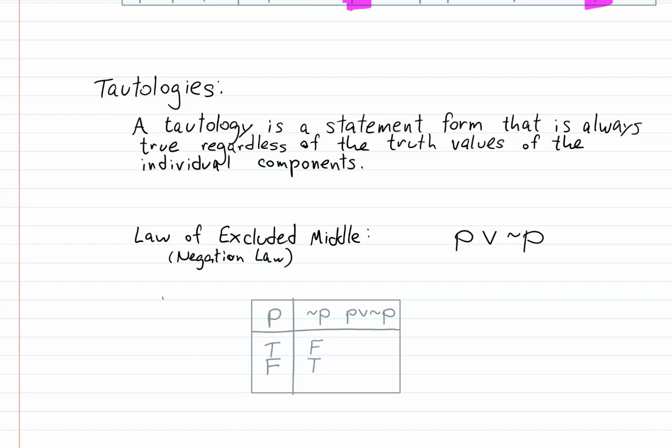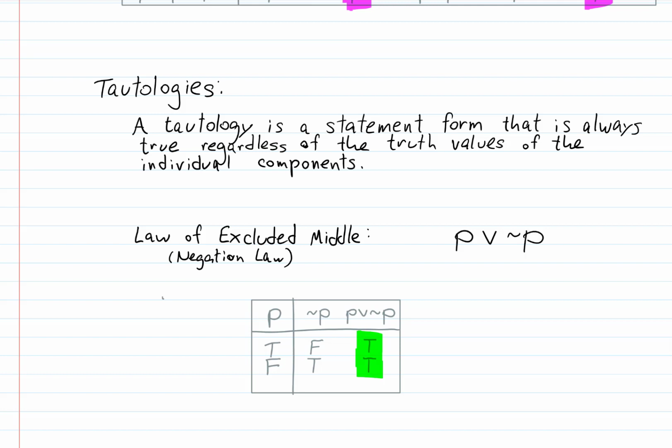Okay? A disjunction is true whenever one of the two components is true. In both possibilities, one of the two components is true. So that statement form is always true. And that's called a tautology.